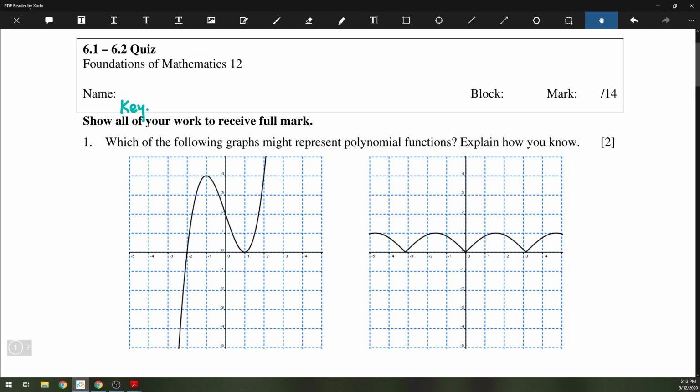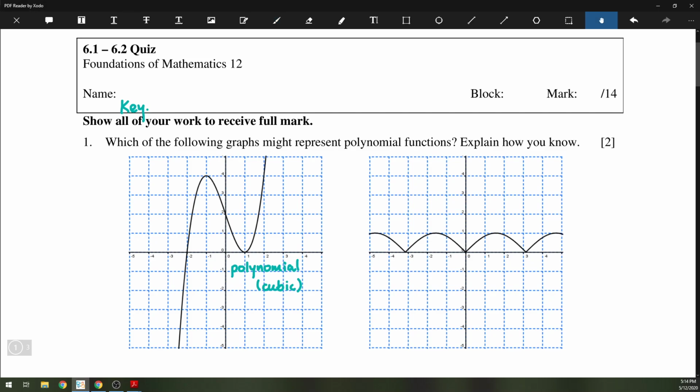We are looking at two graphs, one on the left, one on the right. And it says which one might represent a polynomial function. Now, if you look at the function on the left, that is most likely going to be a polynomial function. In fact, you can pretty much guess that this is going to be a cubic function.